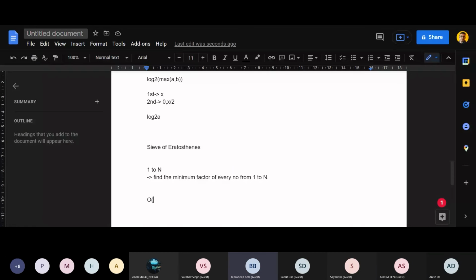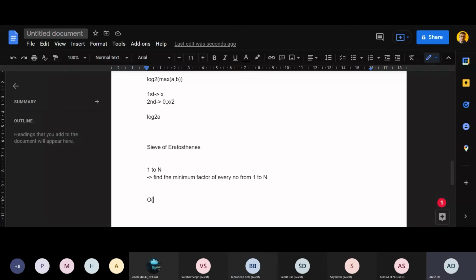Yeah, I have a doubt here. Suppose we have to find the factor of one number, so we can run the loop from 2 to the root of that number. Since here we have to find the factor of every number from 1 to n, for each number we have to run a loop of root n. So will it be n root n type?